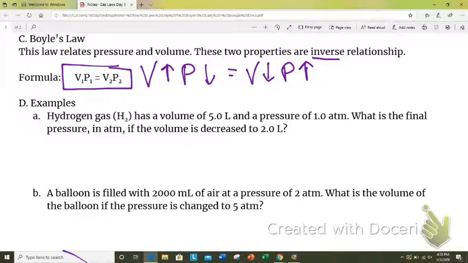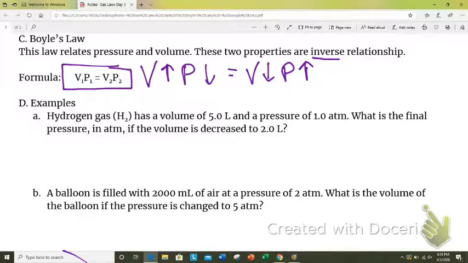So the 1s represent how the system started out to begin with. The 2s represent how the system ended. And so if you take a look at this first example, it says that hydrogen gas has a volume of 5 liters and a pressure of 1 atmosphere. What was the final pressure in atmospheres, if the volume is decreased to 2 liters? So we want the same unit of pressure.